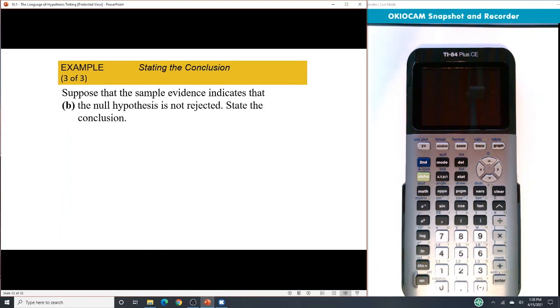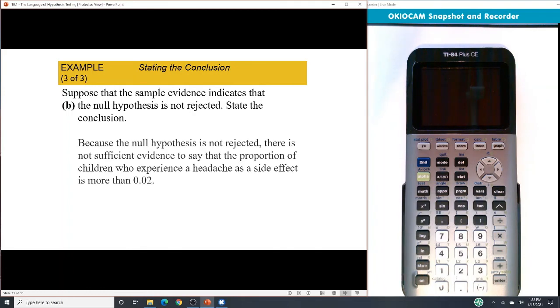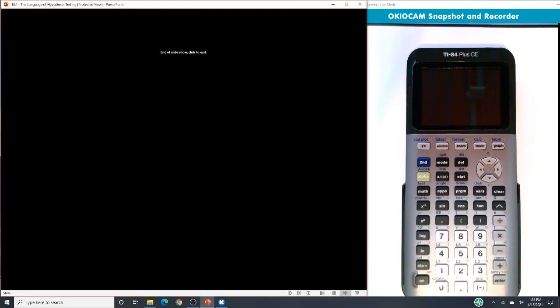Now the null hypothesis is not rejected. What would that look like in that same scenario? Because we did not reject the null hypothesis, there is not sufficient evidence to say that more than 0.02 are affected. All right, so those are the definitions and things that you're going to look for here in 10.1.